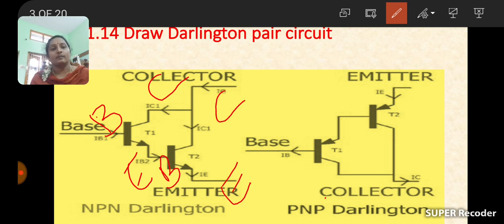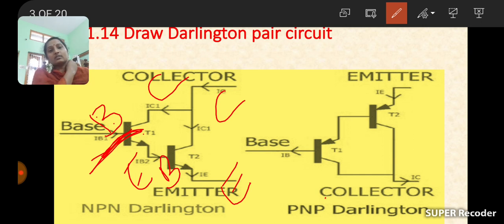While observing the construction, in our slide two configurations are there: one is NPN, the other is PNP. Both NPN and PNP Darlington pairs exist. Coming to the first one, the NPN Darlington pair, the base, emitter and collectors are already identified. The input will be given to the base of the first transistor, T1.